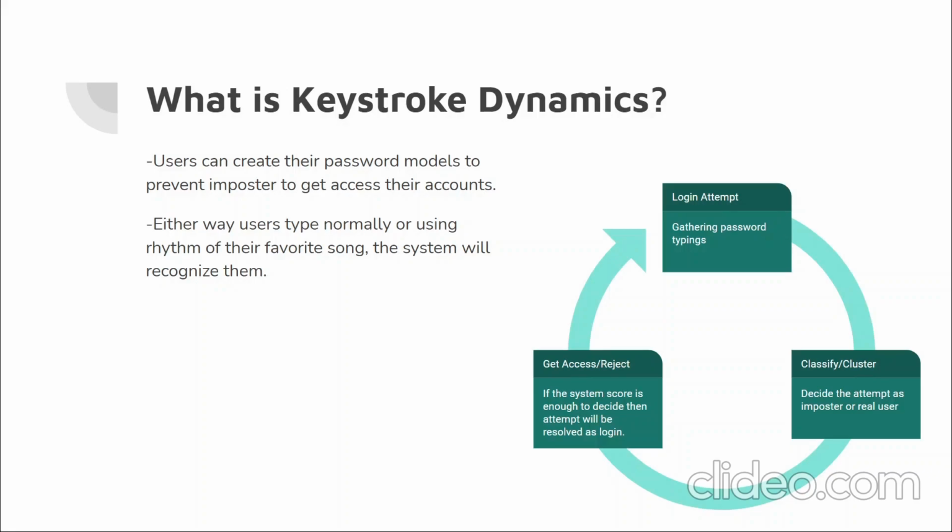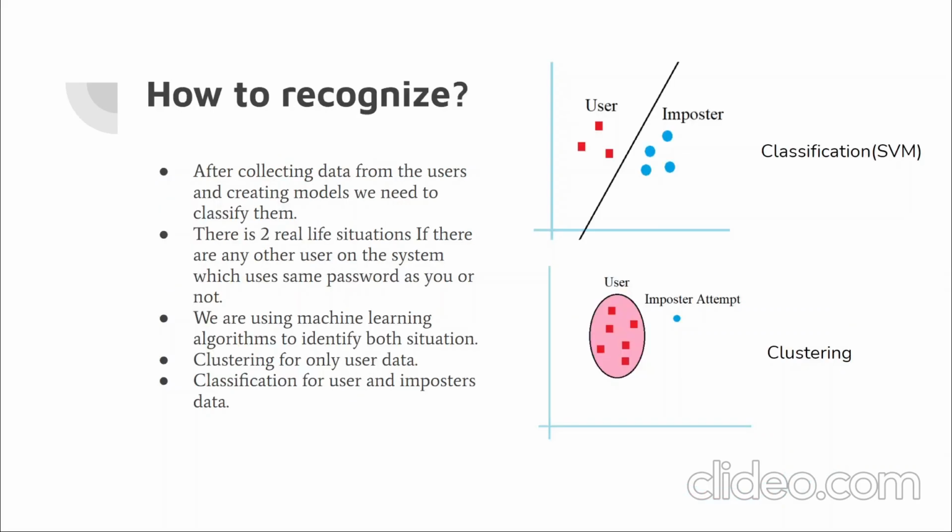In a real-life situation where an imposter knows your ID and password, they would get access to your account. But if the user has created a database for his password typings, then the imposter should match the typings with the model of the real user. So knowing the password is not enough for accessing your account anymore.